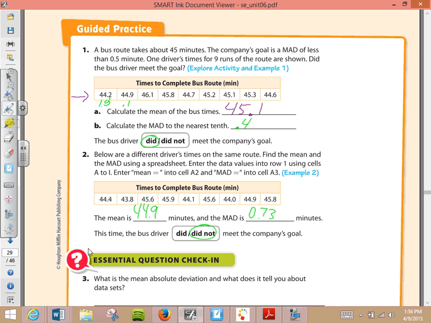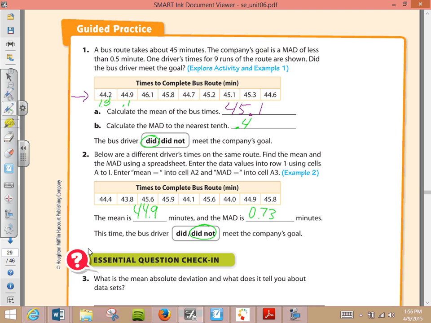Notice that the mean is lower, but the deviation is a lot larger. That probably means that his numbers varied from the mean really high, and the other one were closer to the mean. So another reminder: when the MAD is large, that means the distribution of the numbers is pretty broad. There's a lot of numbers that are far from the mean.